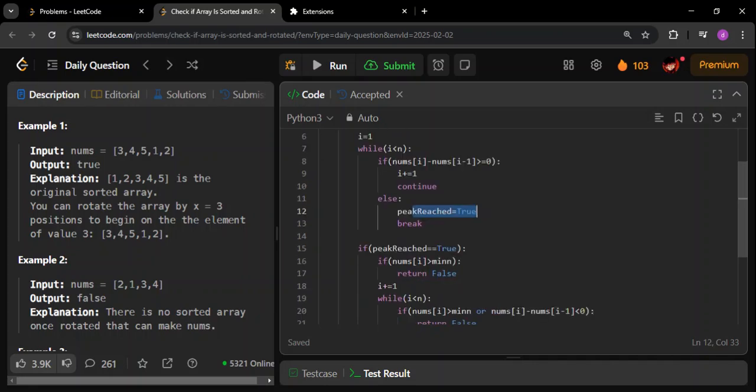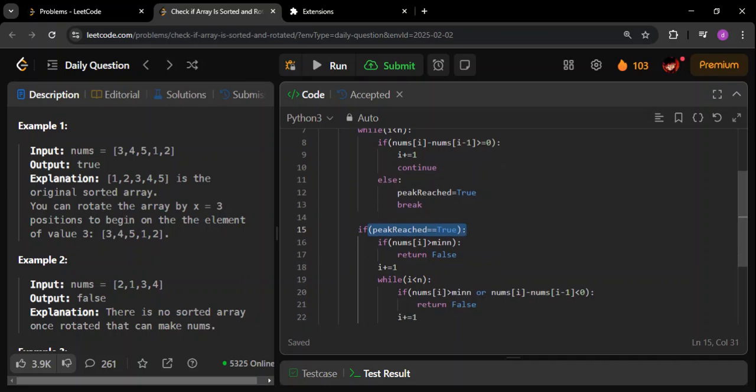Now once we come out of this loop, we are just checking if the peak reached is 2. If it is 2, then we will check whether the current value of I, that is the value present at index I, is greater than min or not. I'm checking for 1 now. I'm just checking if 1 is greater than 3 or not.